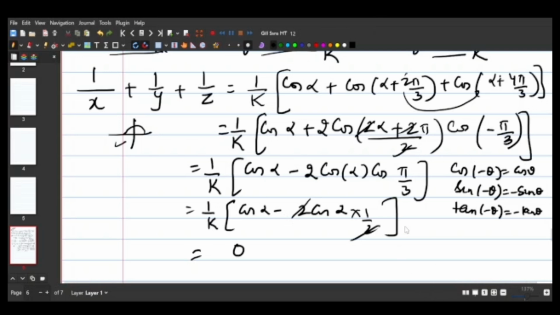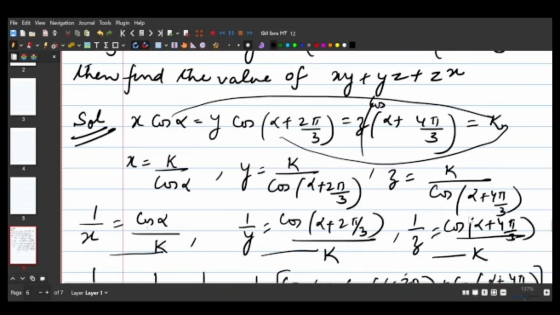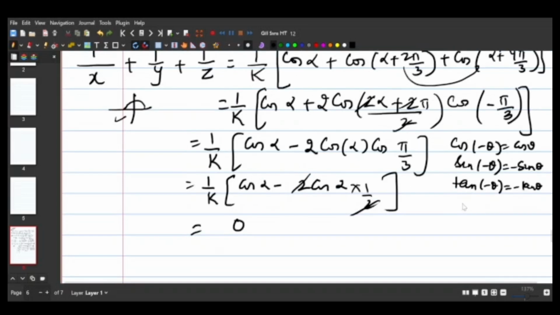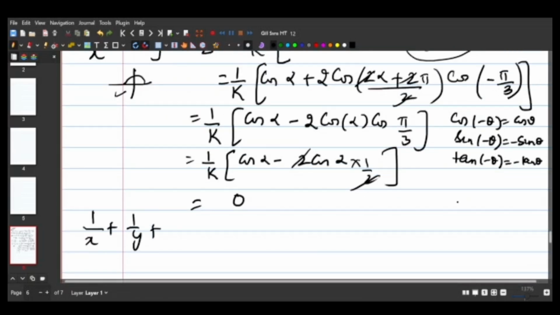Again, how are we going to get the value of the expression xy plus yz plus zx? We are going to take the LCM here, because 1 upon x, 1 upon y. So did you see how the twist has come? How we started, because sometimes just directly putting the values never helps you. We have to start differently. This has come out to be 0.